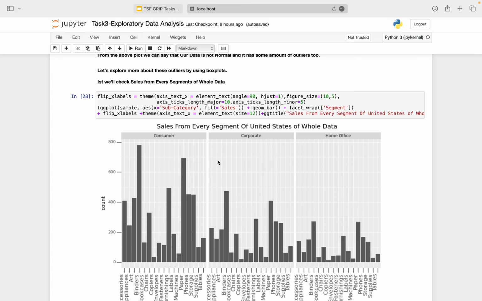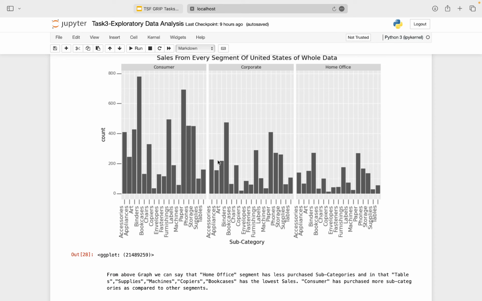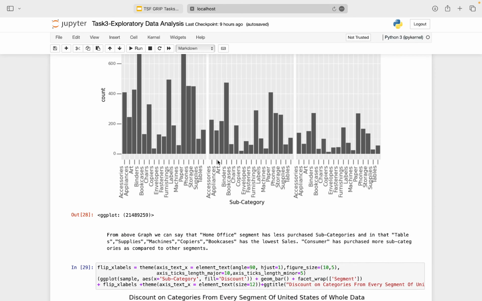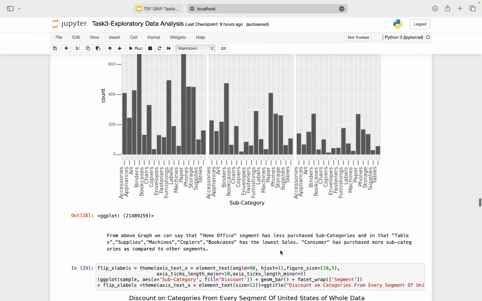The sales from every segment of the United States for the whole data is plotted for subcategory versus count. From this graph, we can see that the home office segment has fewer purchased subcategories, and in that, tables, supplies, machines, copiers and bookcases have the lowest sales. Whereas consumers have purchased more subcategories as compared to other segments.